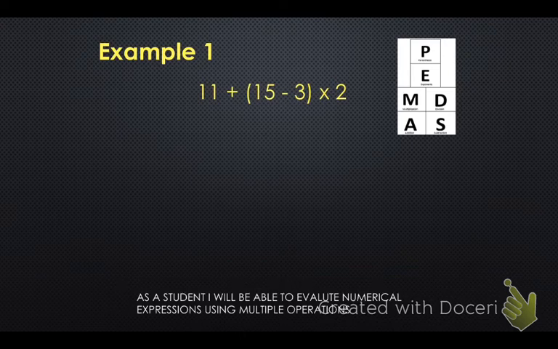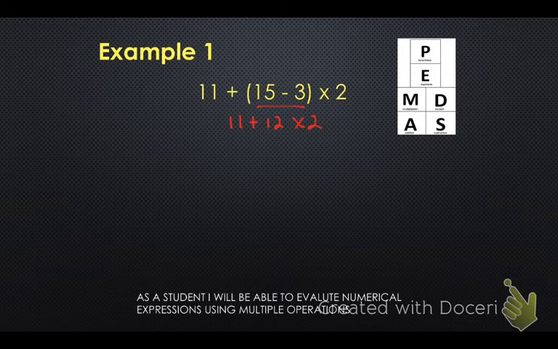Example number 1, we have 11 plus 15 minus 3 times 2. So the first thing that we do is we do parentheses. So let's find our parentheses. We're going to underline it. 15 minus 3. Well, there's only one operation inside, so we're going to go ahead and do 15 minus 3. That is 12. So you need to write down the rest of it. 11 plus 12 times 2.